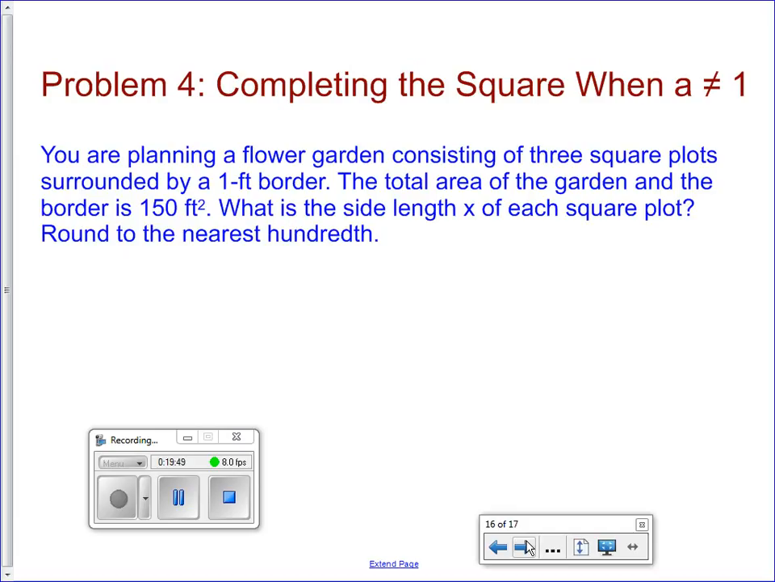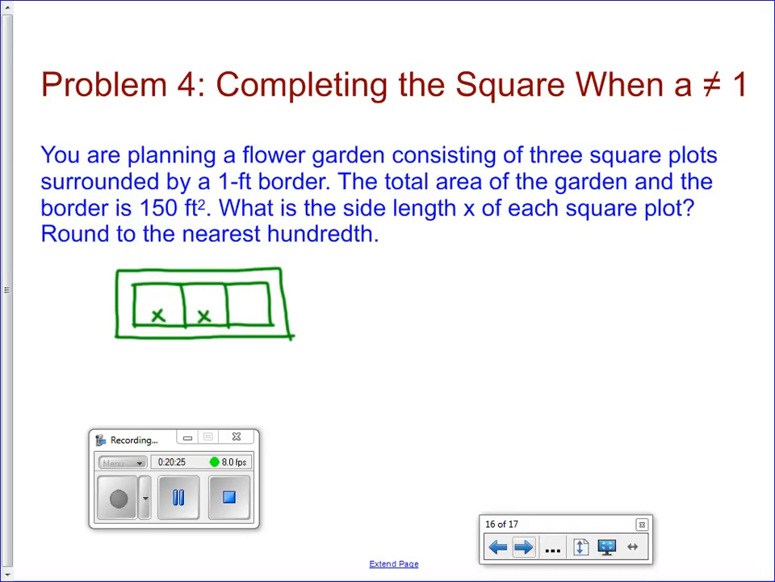All right, problem 4. You are planting a flower garden consisting of 3 square plots surrounded by a 1-foot border. Let's draw a picture. Okay, so we have 3 squares, and they're surrounded by a 1-foot border. The total area of the garden and the border is 150 square feet. What is the side length x of each square plot?